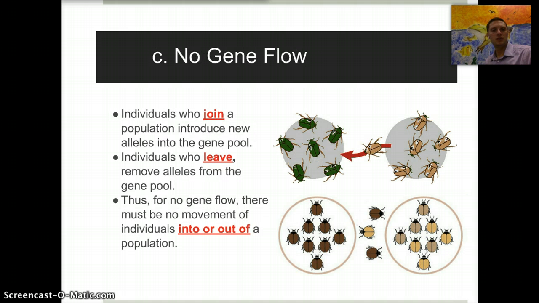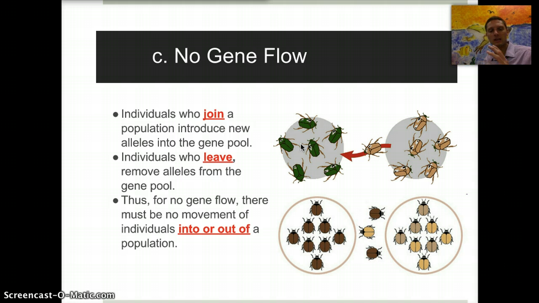Our third one is no gene flow. And what we mean by gene flow is essentially migration. Individuals who join a population can introduce new alleles into that gene pool. So for another example with some beetles here, if we've got a green beetle population and a brown allele population of beetles, and one of these brown ones migrates or takes its gene to this different pool, it's going to be introducing new alleles to this second population here. Obviously, individuals who leave remove alleles from a population. And so for no gene flow, individuals can't move in or out of the population.